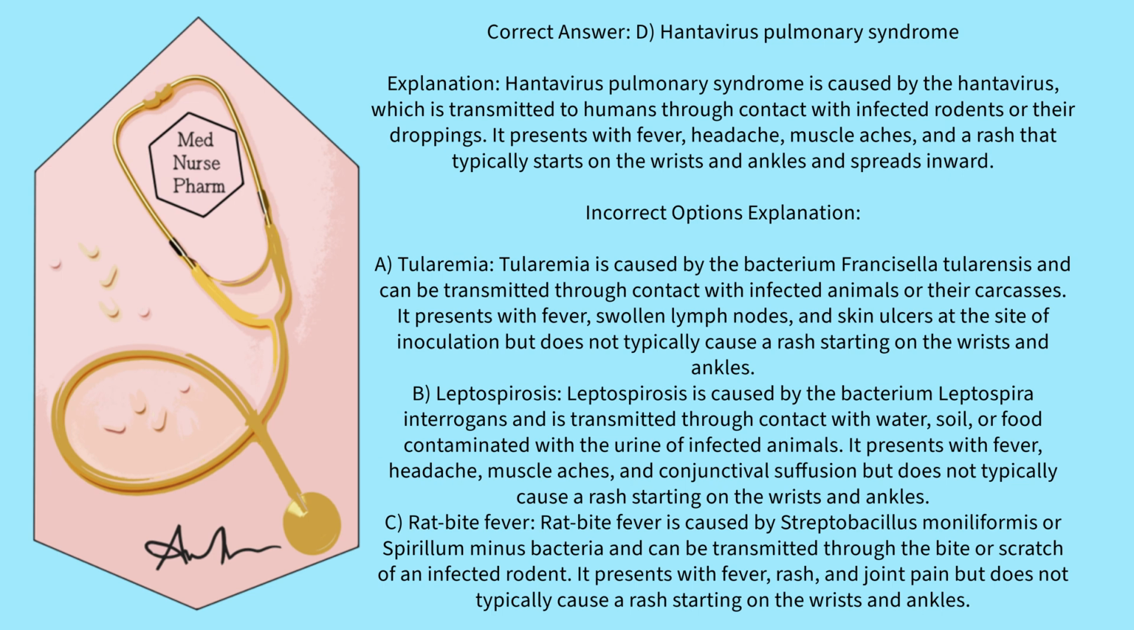If you chose option D, you are correct. Hantavirus pulmonary syndrome. Hantavirus pulmonary syndrome is caused by the hantavirus, which is transmitted to humans through contact with infected rodents or their droppings. It presents with a fever, headache, muscle aches, and a rash that typically starts on the wrist and ankles and spreads inwards.